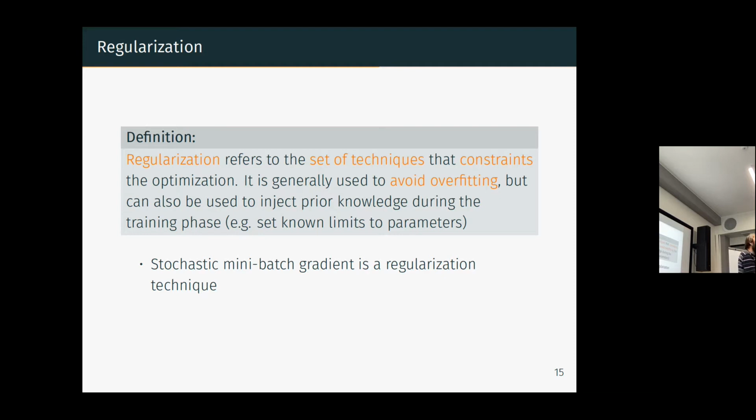And adding a bit of noise in the direction is a way to avoid overfitting, because you won't converge until exactly the minimum of the data. You will be a bit around, and that's a way to mimic the fact that you will have new data when you generalize your data set. So actually, stochastic minibatch is a very, very efficient way of regularization.